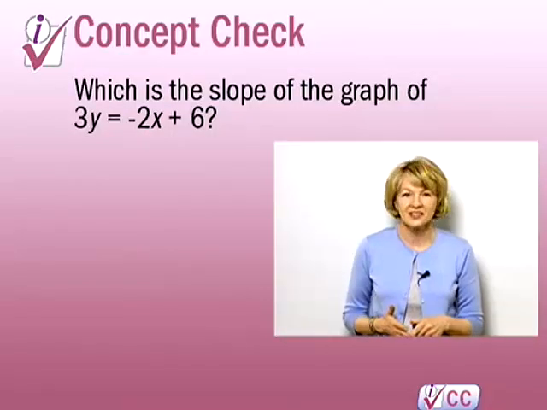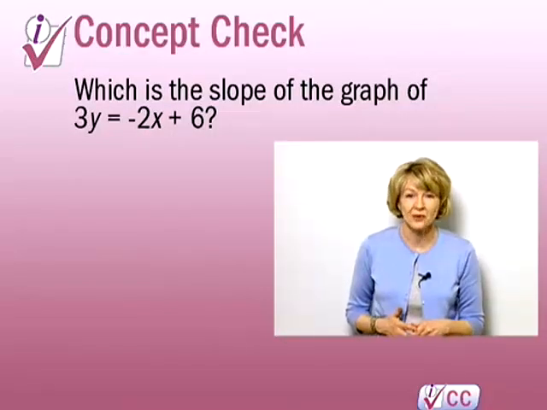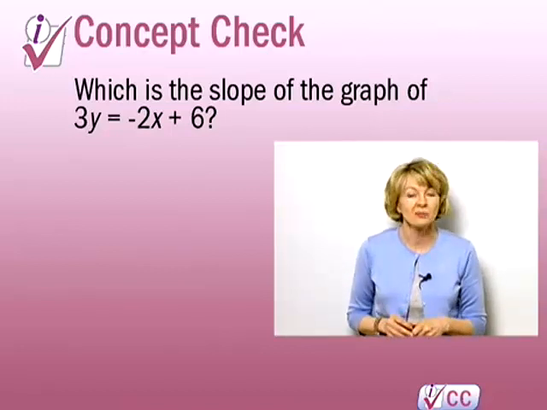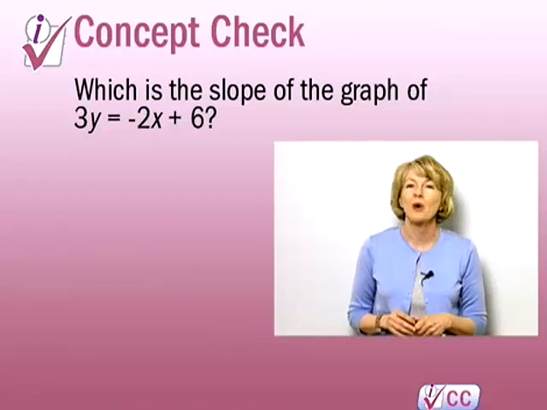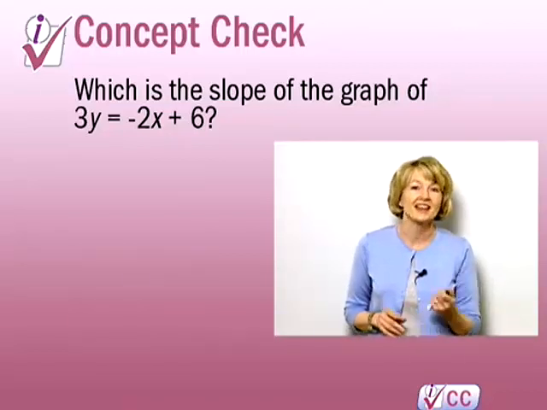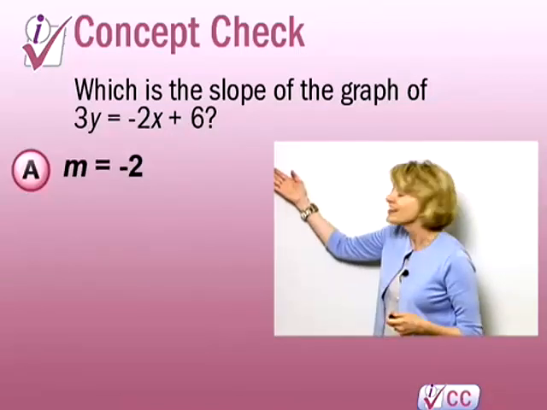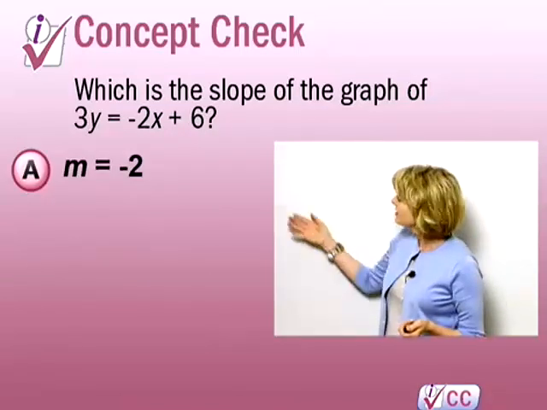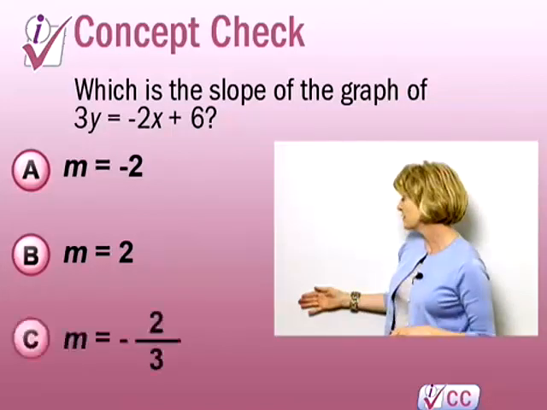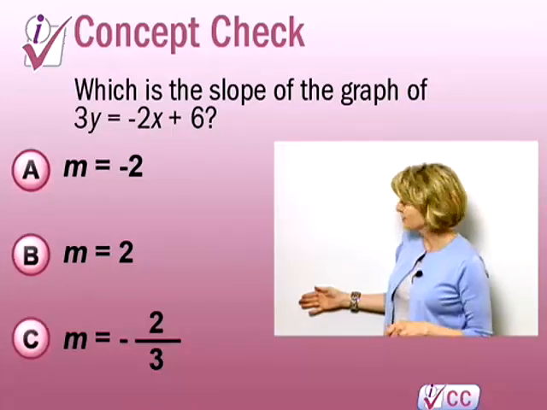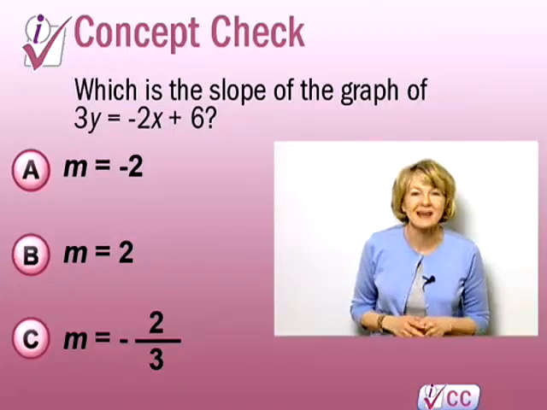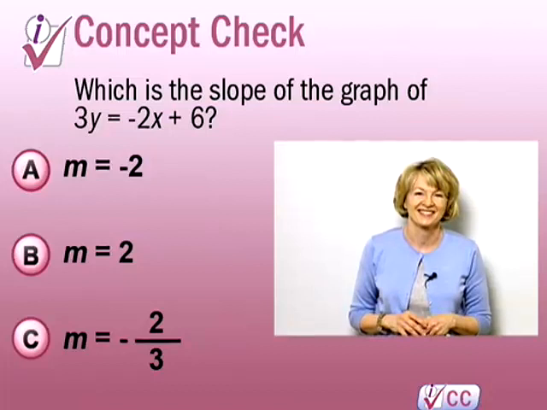Let's check your understanding of the slope-intercept form by answering the following question. What is the slope of the graph of 3y is equal to negative 2x plus 6? Is it choice A, is the slope negative 2? Is it choice B, is the slope 2? Or is it choice C, is the slope negative 2/3? Take a moment, the video will stop, and then make your selection.